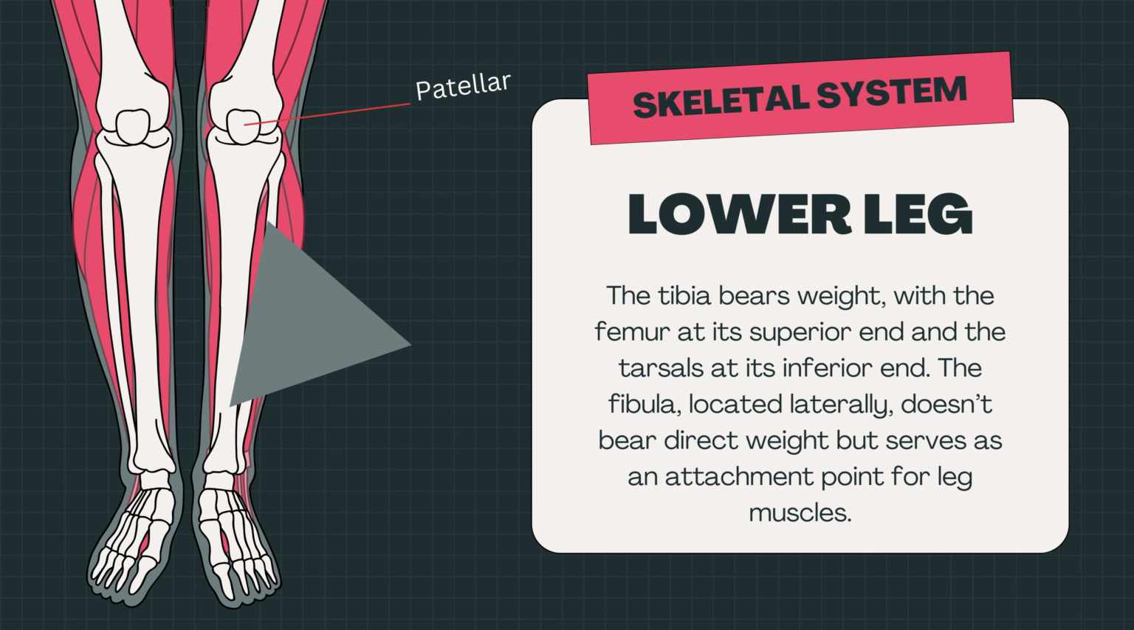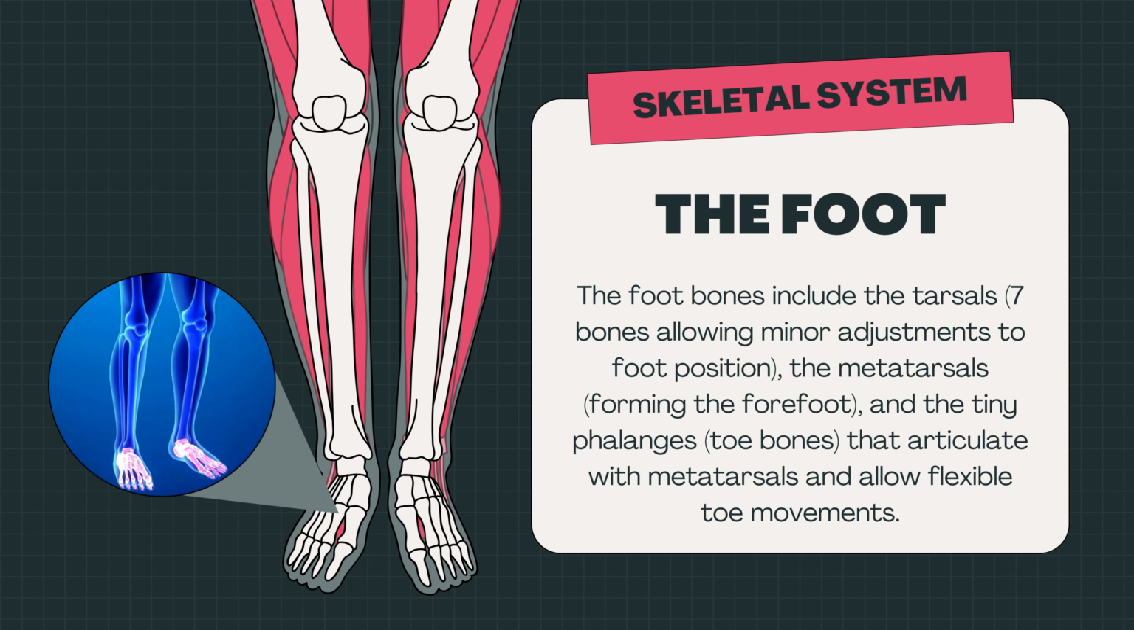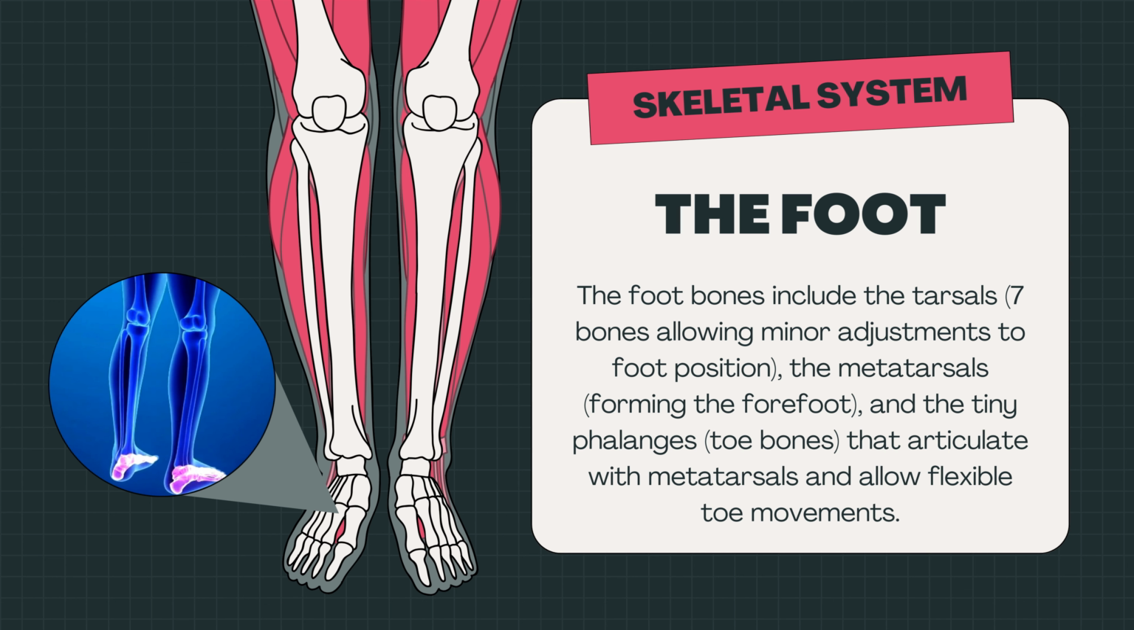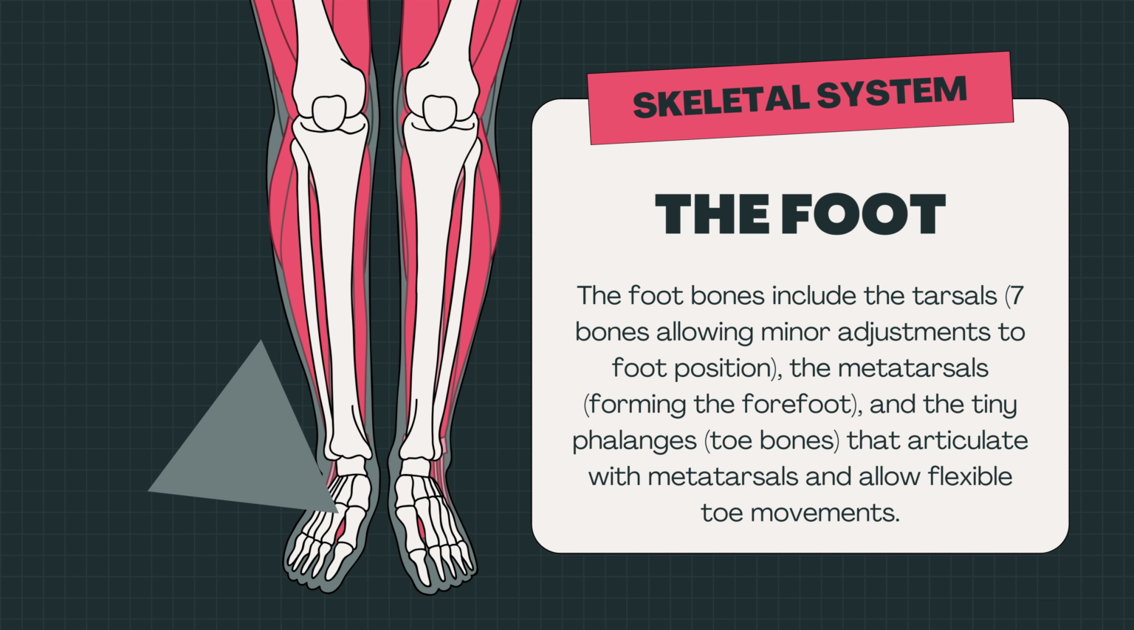Next is the bone of the ankle, which is known as tarsus and metatarsus. Lastly is the bone of the foot called the phalanges. The tarsus and the metatarsus articulate with the phalanges to allow for flexible movement of the foot.